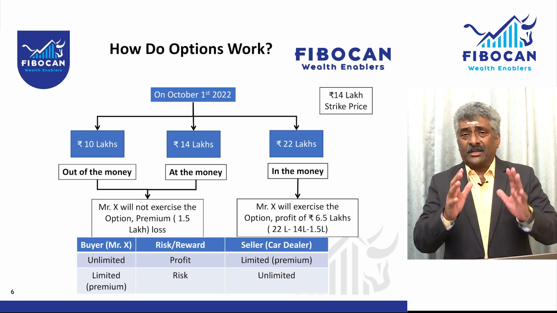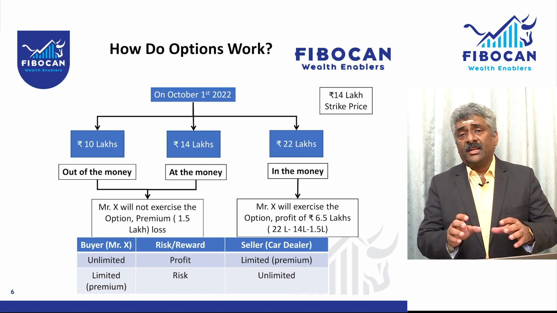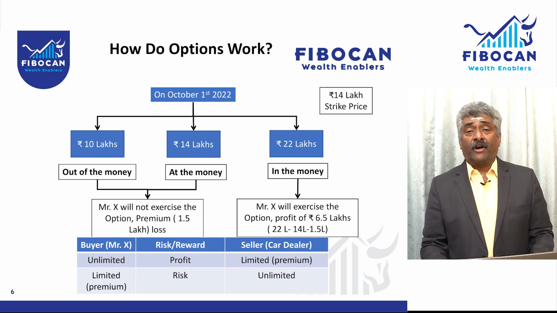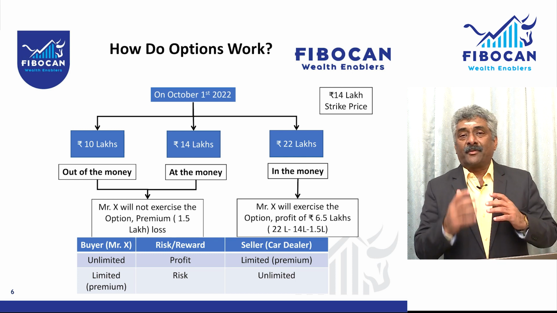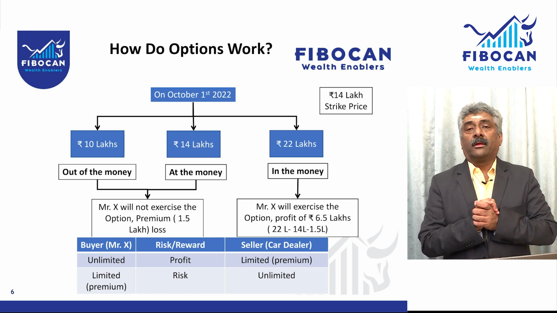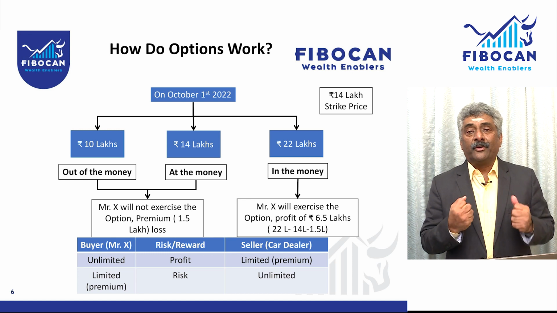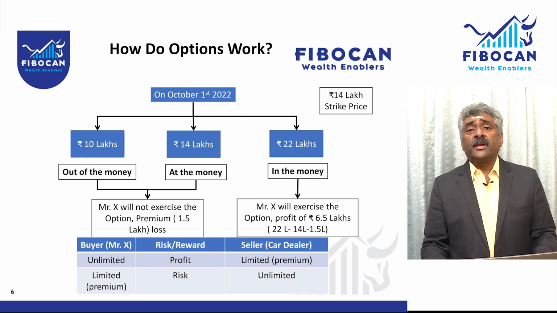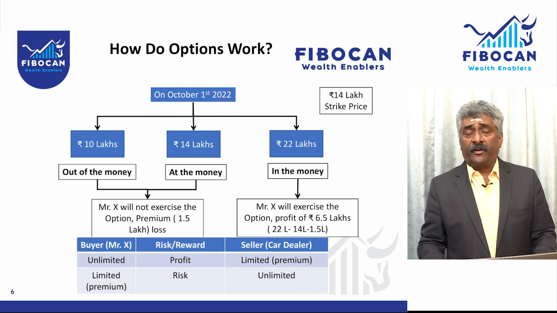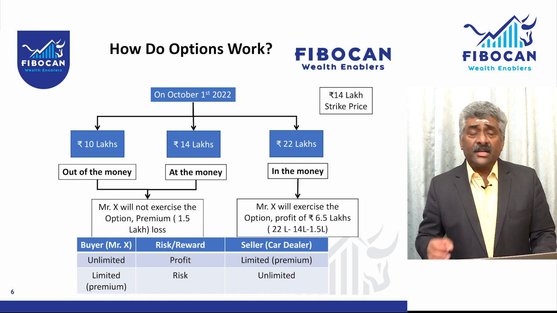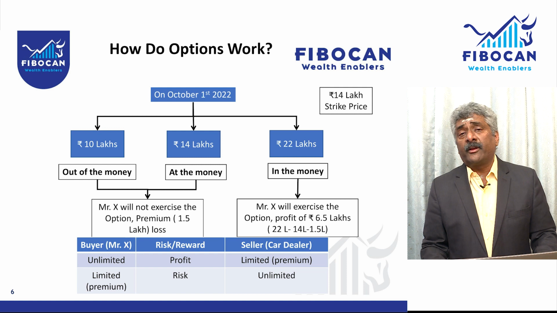Suppose, hypothetically, to understand the concept, any dealer is selling the same car for 22 lakhs in the market. Wow, what will our X do? He will get up in the morning and be standing in the dealer shop at 6 o'clock. The dealer will come by 10 o'clock. He will wait, excited. He will just exercise the option. He will tell, boss, here is the 14 lakhs, give me the car for 22 lakhs. X makes a killing profit. His profit is 22 lakhs minus 14 lakhs minus the 1.5 lakhs premium he paid, which is 6.5 lakhs.